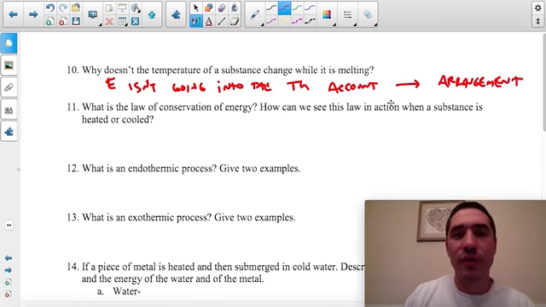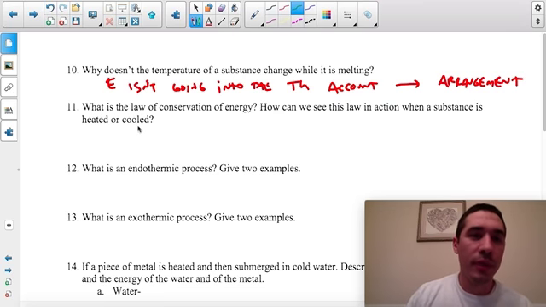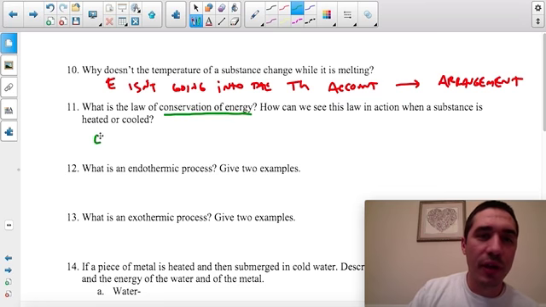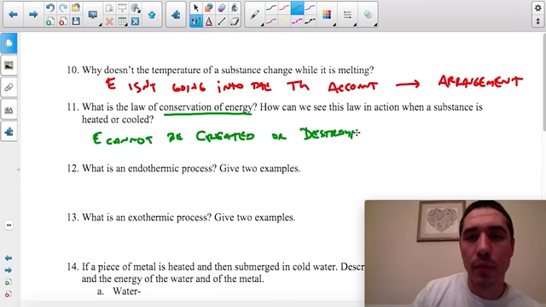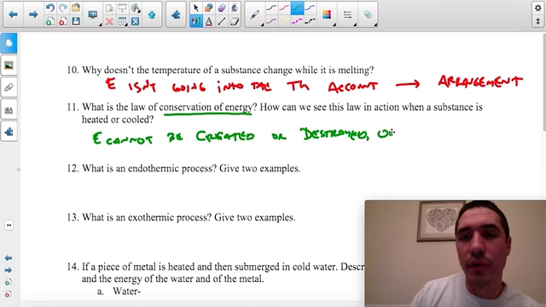What is the law of conservation of energy? How can we see this in action when the substance is heated or cooled? So the law of conservation of energy states that energy cannot be created or destroyed, only transferred.